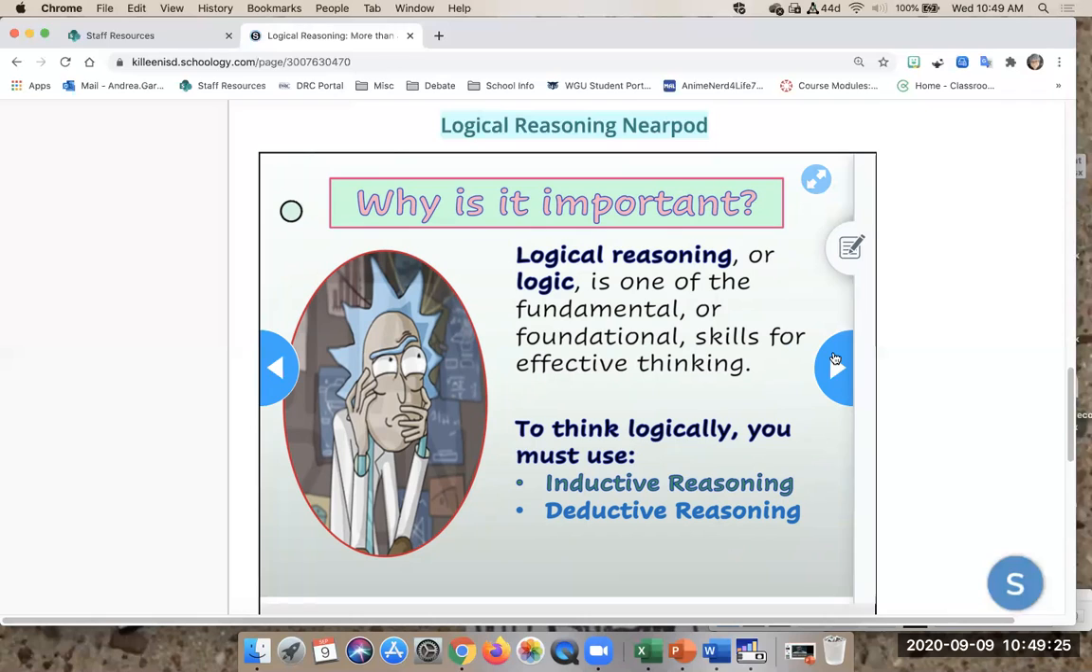So why is it important? Logical reasoning, or logic for short, is one of the fundamental or foundational skills for effective thinking. You have to be able to understand how you're thinking about things. How do you prove what you think? So to be able to think logically, we use inductive reasoning and deductive reasoning. And there's a key difference between the two.